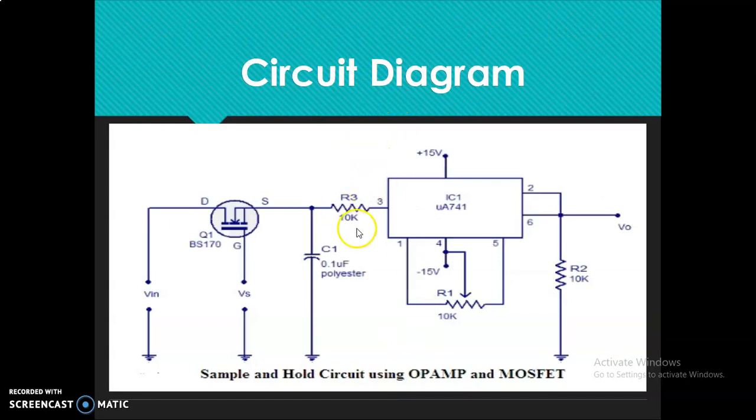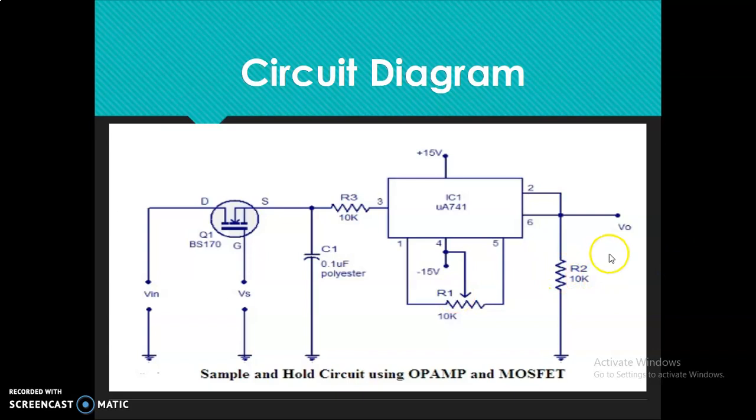This is the circuit diagram. It is an operational amplifier. The switch is being replaced by a MOSFET. MOSFET switch, input is applied. There is a signal applied to the MOSFET. Capacitor is there, operational amplifier. This resistance is used to null the offset voltage.